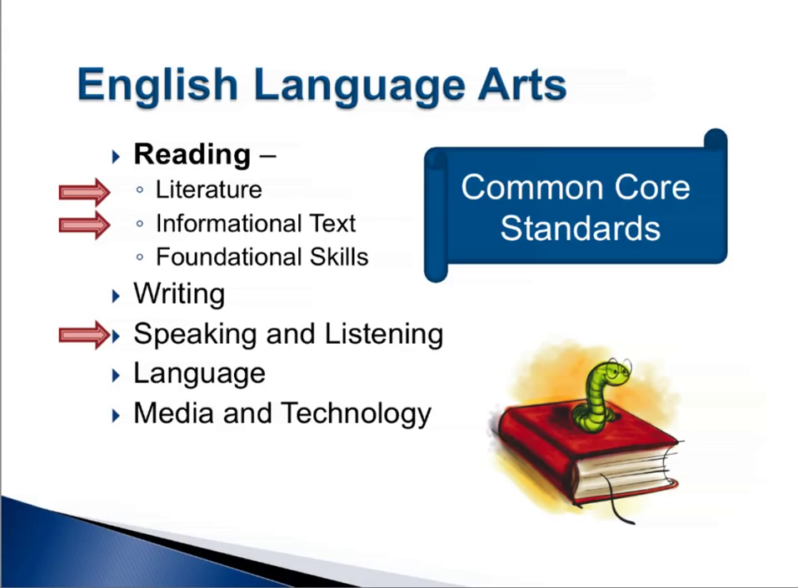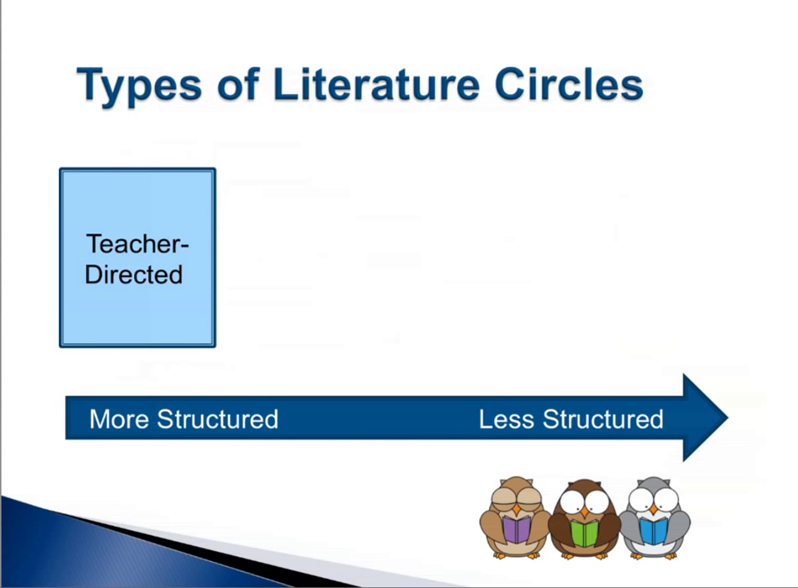So English language arts is broken down into 5 big categories: reading, writing, speaking and listening, language, and media and technology. And I'm sure that literature circles meet all of these in some way, but I have put little red arrows next to 3 specific areas that you'll see later really tie into the Common Core standards. But I'm not going to, as I said, I want to jump into the content, and I don't want to get bogged down talking about standards right now. So we will move on and pick that up later.